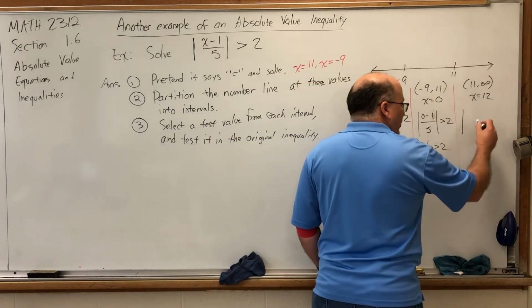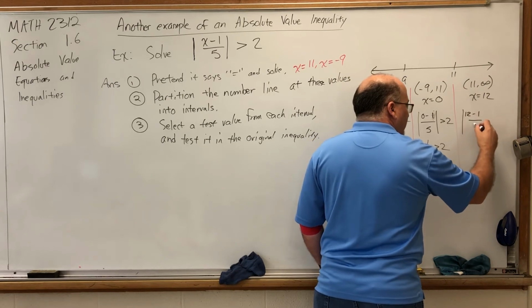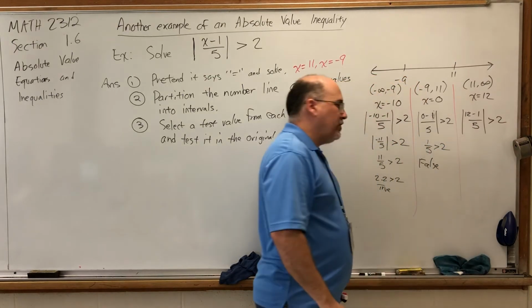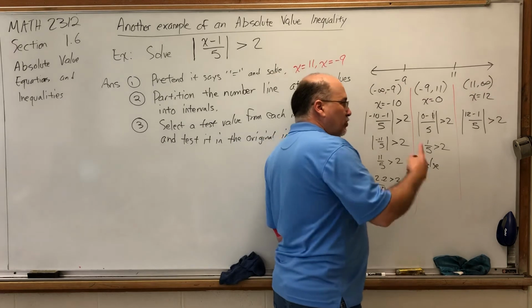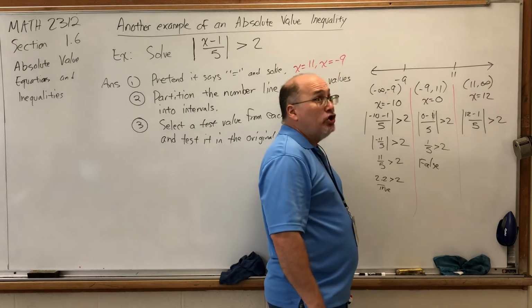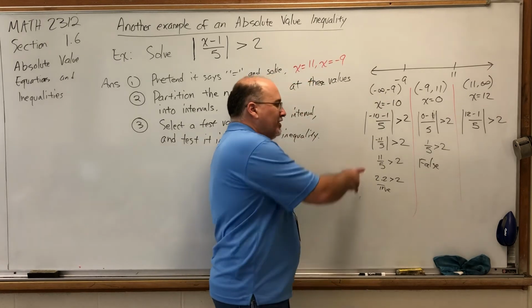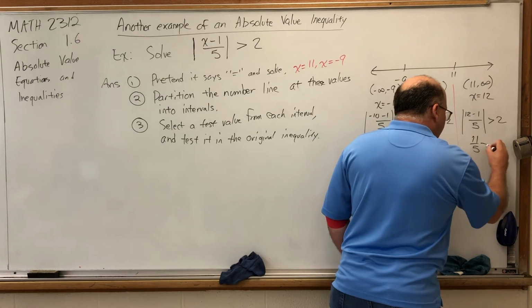And similarly, in the third interval with the test value of x equals 12, we test it in the original inequality. So we'll set up the absolute value of 12 minus 1 over 5, put it greater than 2, and then try to figure out if it's true or false. It won't take you too long to figure it out because 12 minus 1 is 11. So we get 11/5, whose absolute value is 11/5. We end up at the same place we did here. And it's still true.